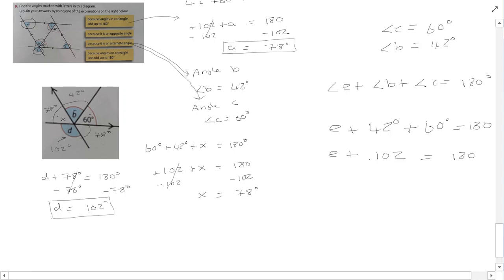So this is plus 102. In order to get rid of this, we have to minus 102 from it. If we minus 102 from this side, we have to minus 102 from this side. So these two will cancel out, and then E is going to be equal to 180 minus 102.